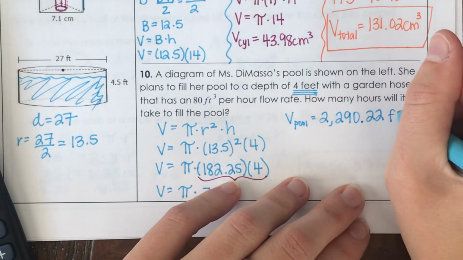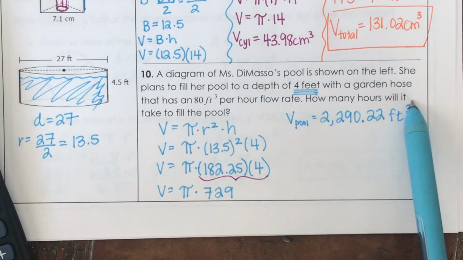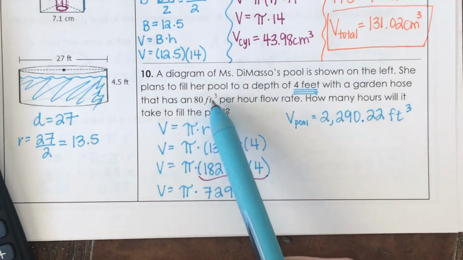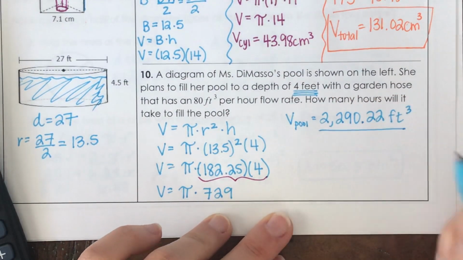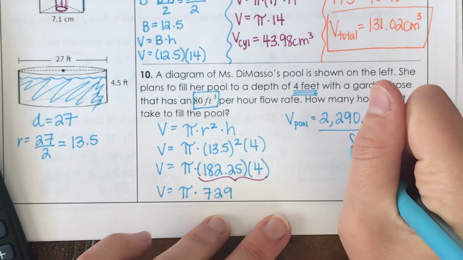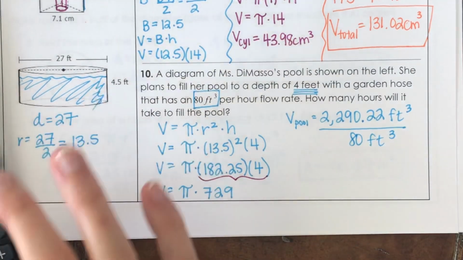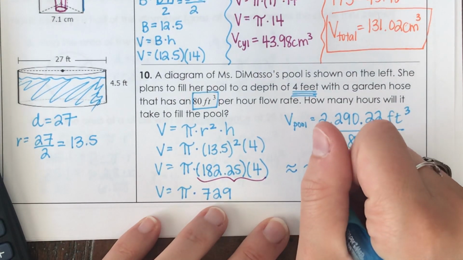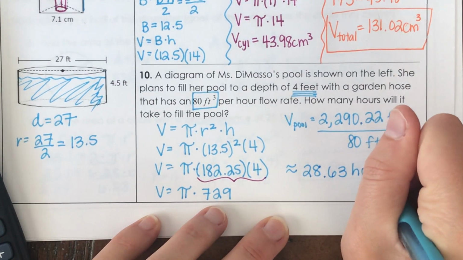2,290.22 feet cubed. Now that's great, but it asks me how many hours will it take to fill the pool. Well, I know that it takes 80 feet cubed per hour. So if I take this number and I divide it by 80 feet cubed, it will tell me how many hours it takes for it to fill up. So I'm going to take this number and divide it by 80. And you will end up getting that it takes about 28.63 hours.